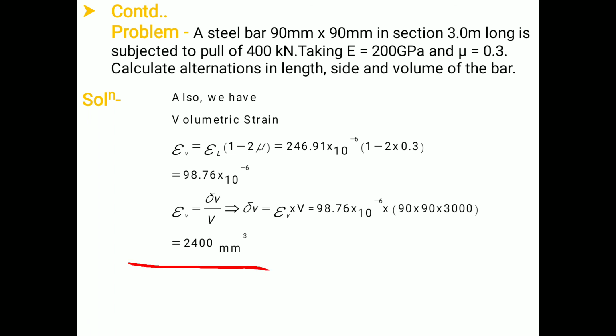We will stop here. In the next lecture, we will again discuss different numericals based on it. Thank you.